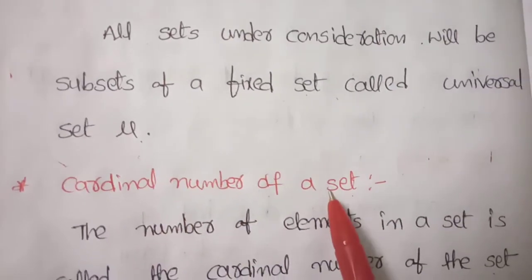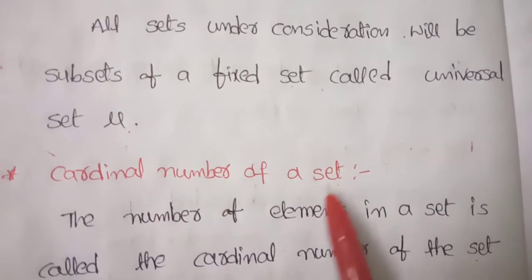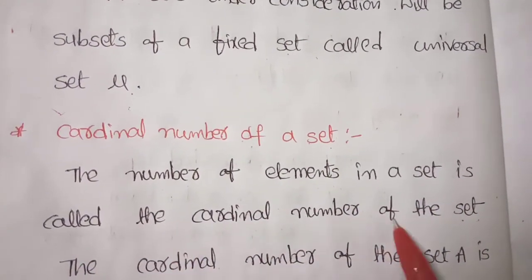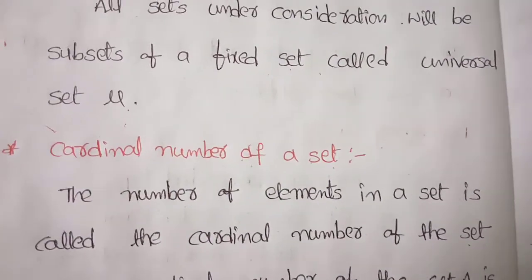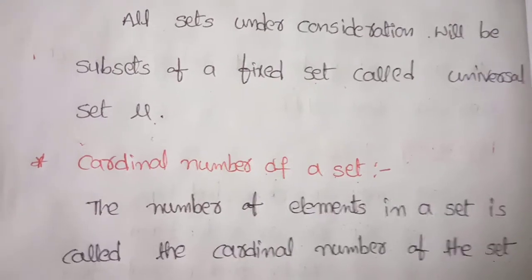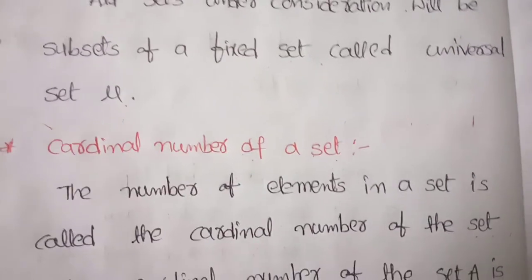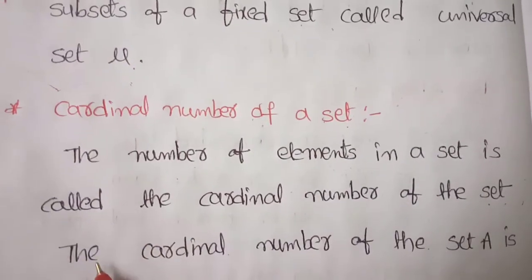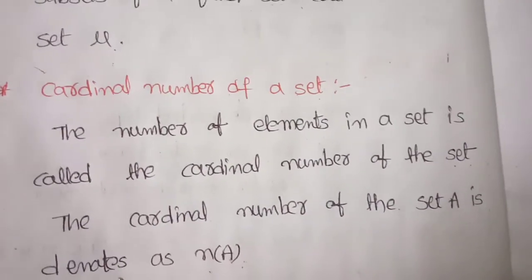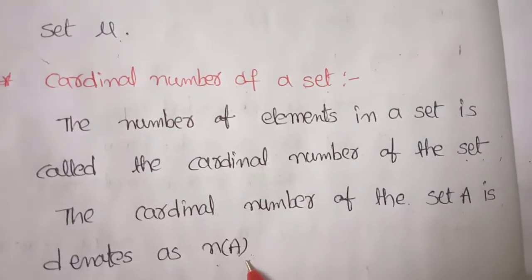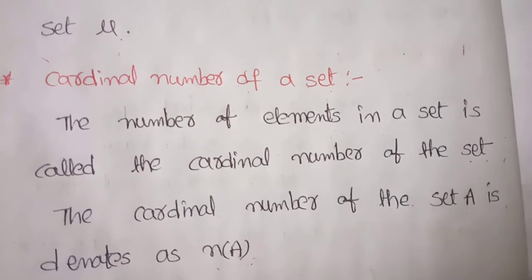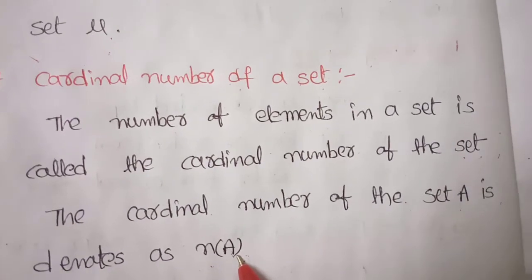Cardinal number of a set. The number of elements in a set is called the cardinal number of the set. For example, set A has 4 elements, set B has 5 elements, set C has 6 elements. The cardinal number of the set A is denoted as n(A).